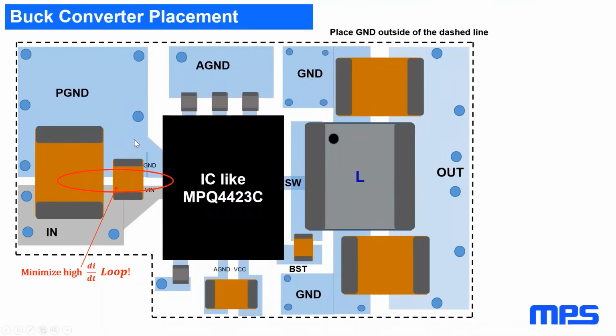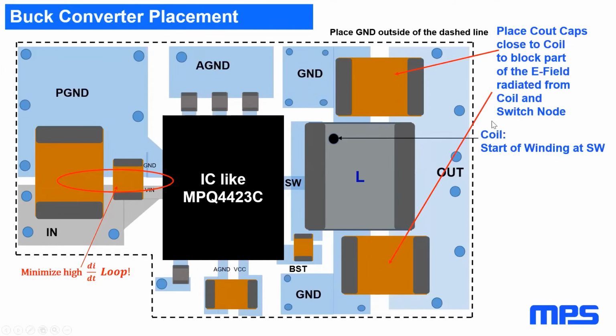Here we use the vias to separate the noisy area from our clean system ground, so every via is a little bit of an inductor. You also see that the start of winding of the coil is connected to the switch node. And you see the output capacitors placed next to the inductor. This is done to block part of the E-field radiation from the coil and switch node.